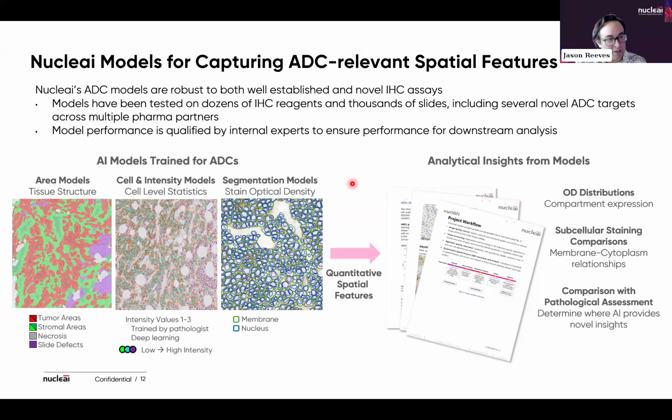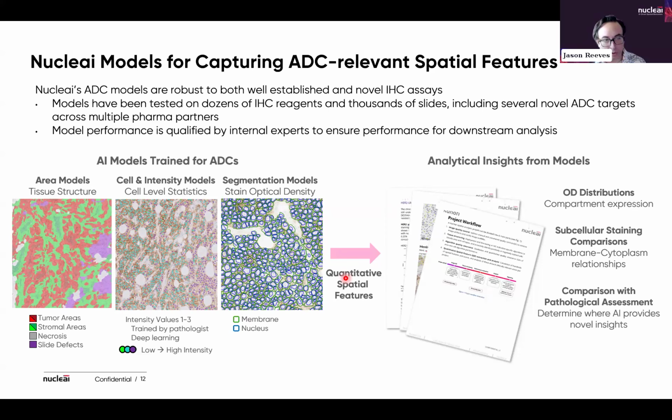And then finally, there are segmentation models that allow us to capture optical density within specific compartments of a cell. This allows us to interrogate questions related to target turnover, internal heterogeneity between different cells within the tumor tissue, and some metrics that may be related to the overall bioavailability of a given antigen.